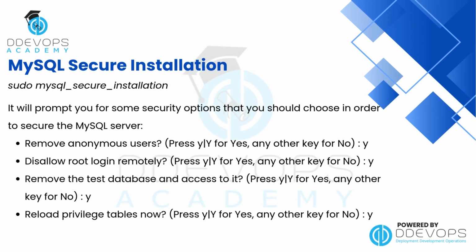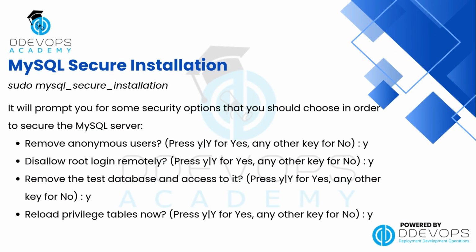After installing MySQL, it's time to secure it. Run mysql_secure_installation to configure key safety settings. Say yes to removing anonymous users, disabling remote root login, deleting the test database, and reloading privileges. These steps protect your server from unauthorized access and keep your data safe.